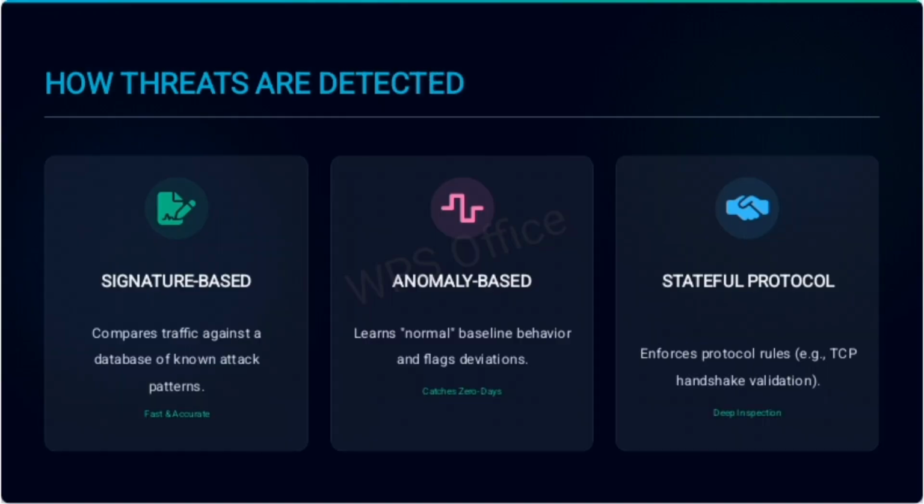Section 5. Detection methods, signature, anomaly, and stateful protocol. IDPS detects attacks using 3 major methods. 1. Signature-based detection. This compares incoming traffic with a database of known attack signatures, just like antivirus. Pros: very accurate and fast. Cons: cannot detect zero-day attacks. Example: if an attacker uses a known SQL injection pattern, IDPS blocks it instantly.